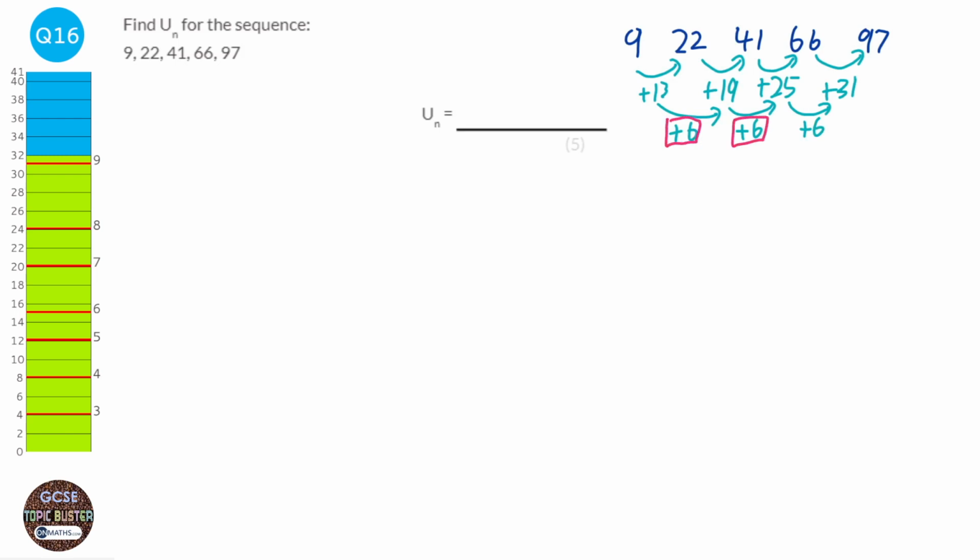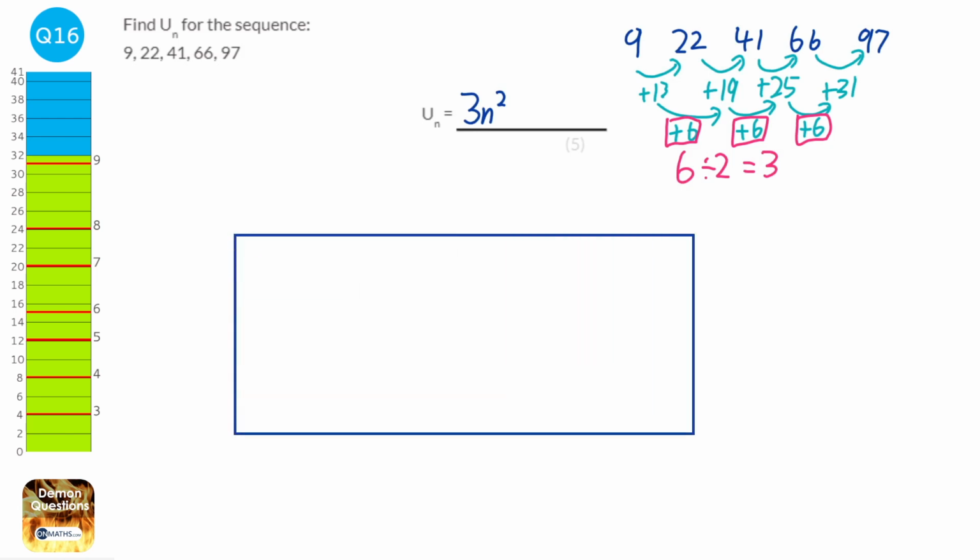We're interested in what the difference of differences is, because what we now do is get that 6 and we always halve it, and it gives us 3. Now that 3 is actually really important because that is the coefficient of the n squared. So we know our sequence will begin 3n squared. So we're going to do a table now to see what the rest of the sequence will be.